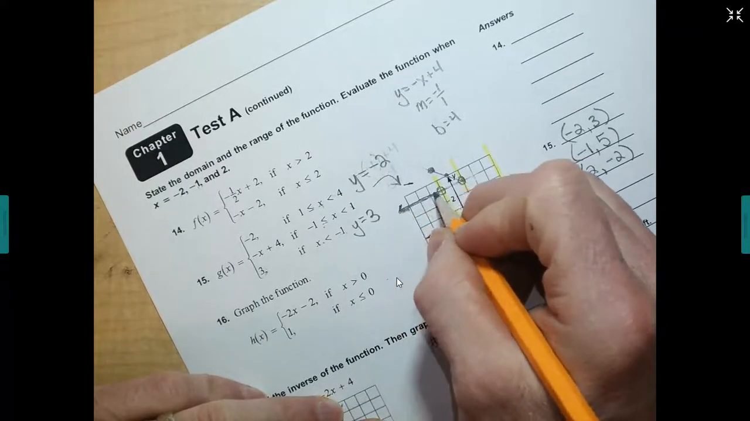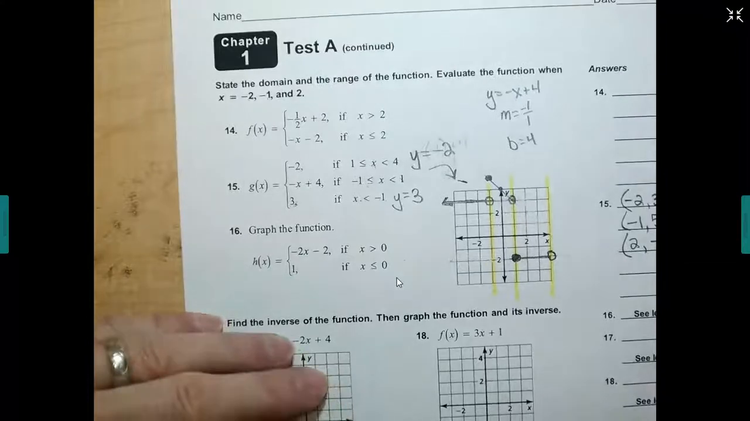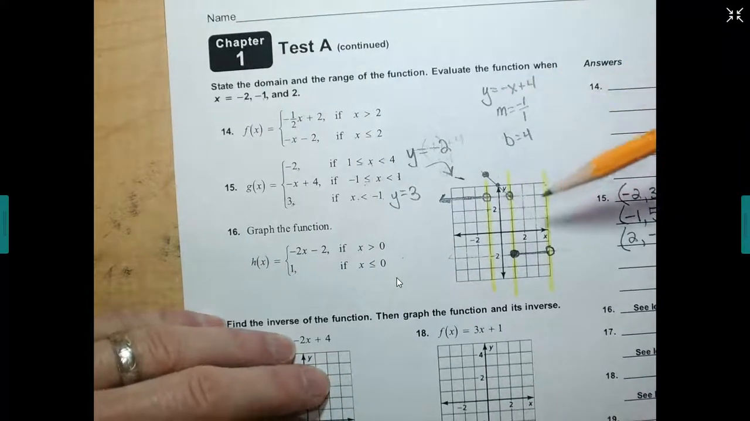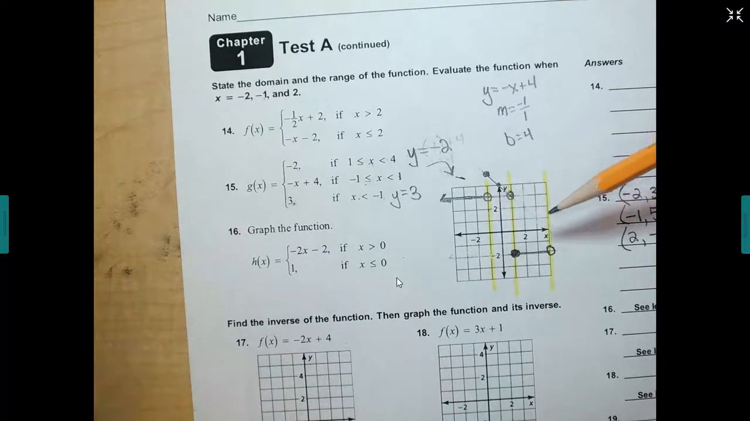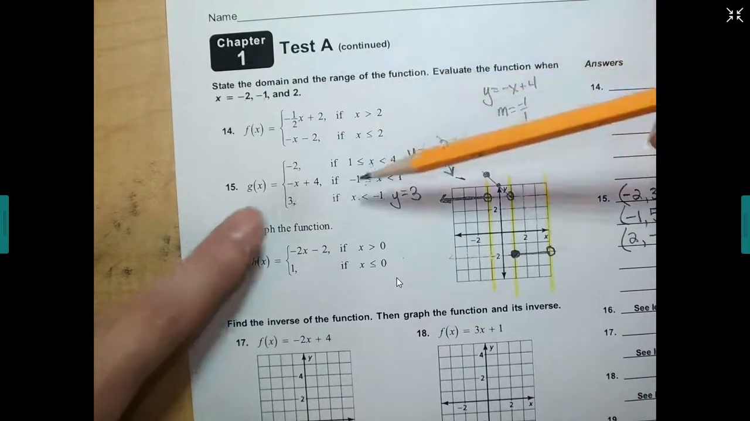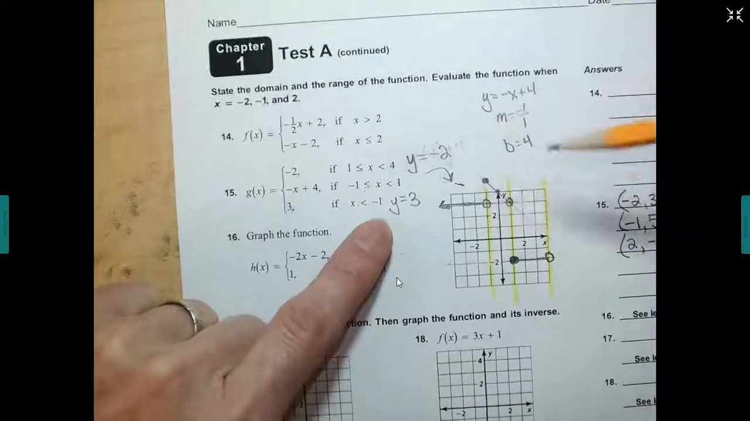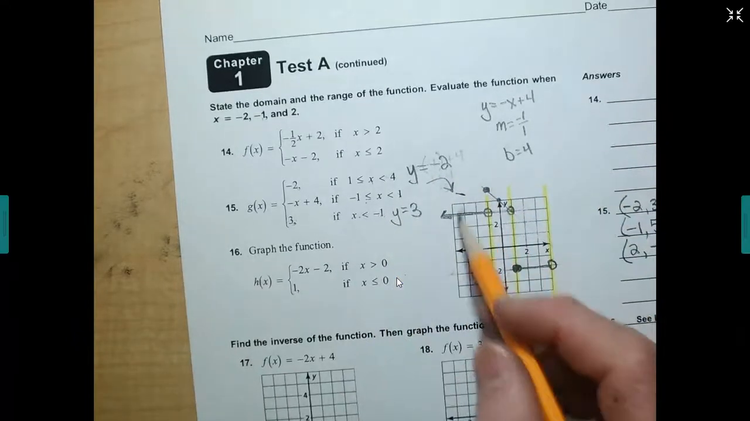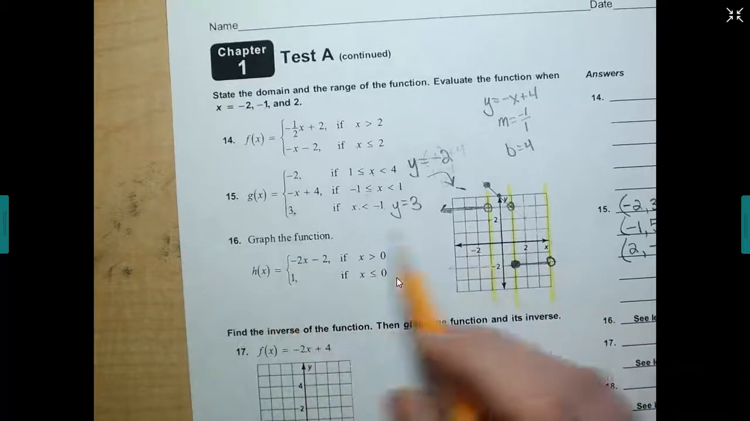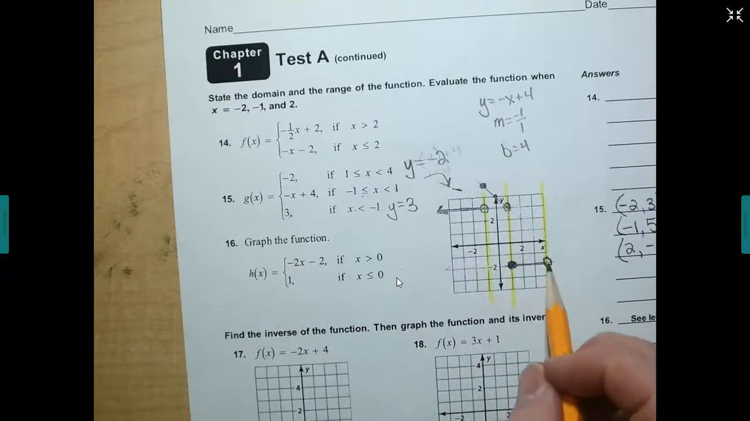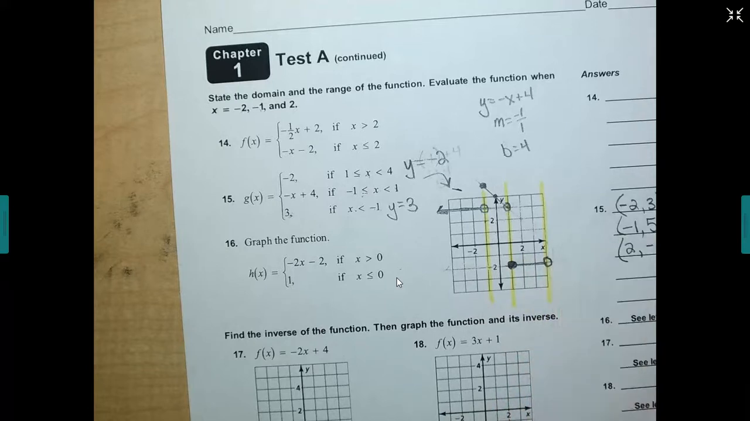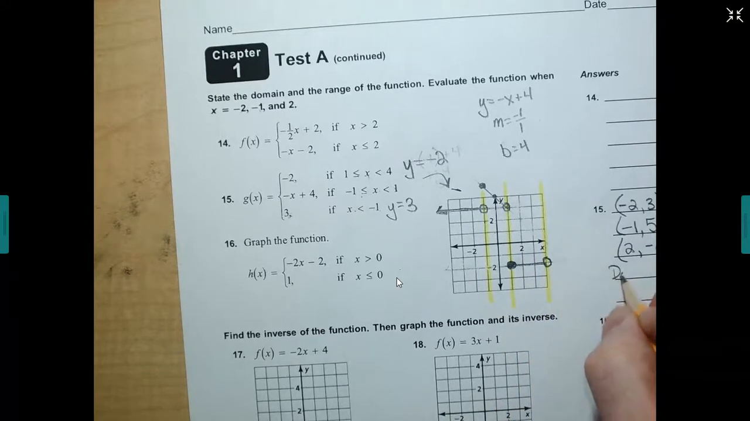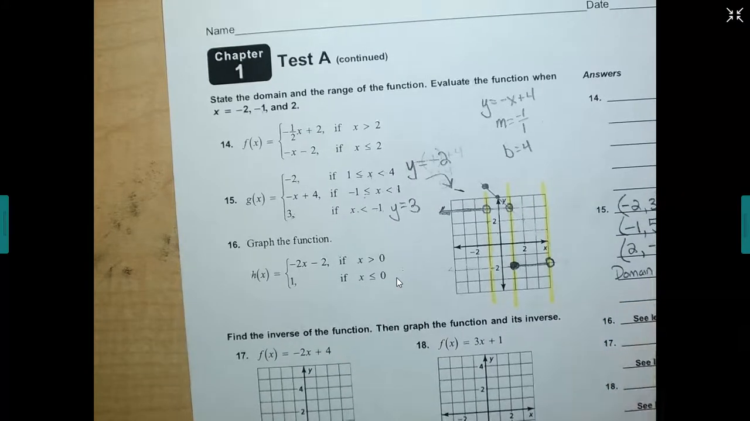There you go. Now, let's say I forgot the domain and range of the functions. So here's my function. My domain is my x values. If I look on here, I see my x values go negative forever, come up, and stop here at 4. So my domain is x is less than 4.